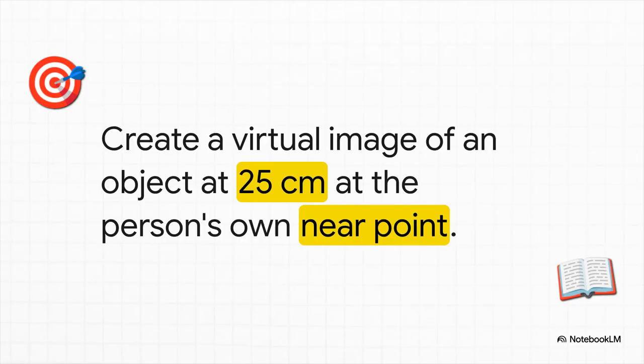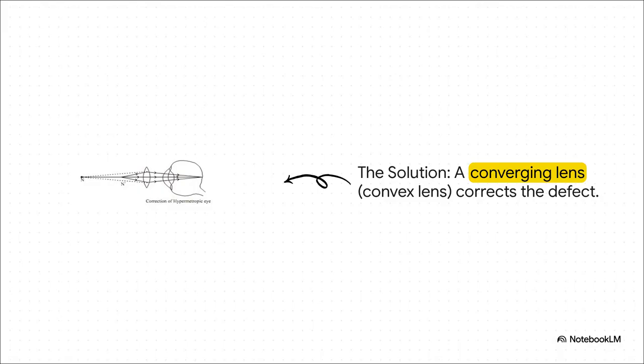So what's our mission here? We need a lens that takes a nearby object, like a book at the normal reading distance of 25 centimeters, and it forms a virtual image at the person's actual near point, which might be, say, a whole meter away. So if the eye isn't bending the light enough, we just need to give it a little help. And the perfect lens for that job is a converging lens, a convex lens. It helps bend the light rays inward, allowing the eye to form a sharp, clear image right on the retina.